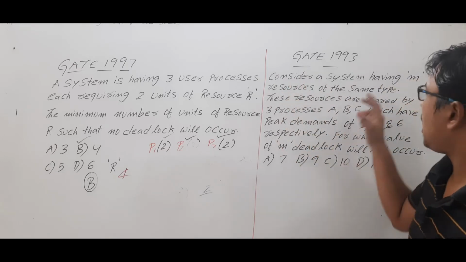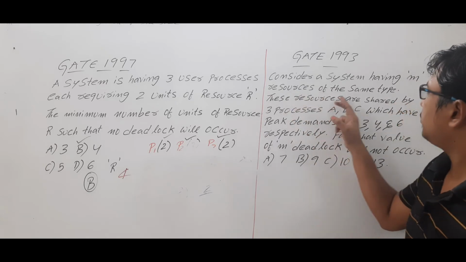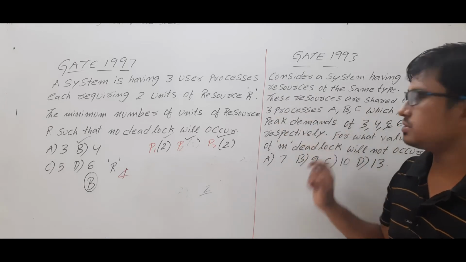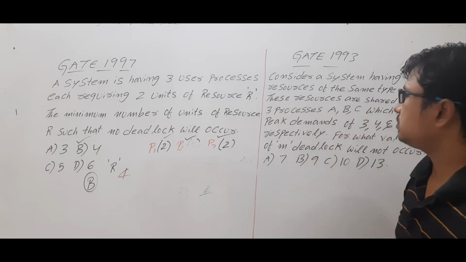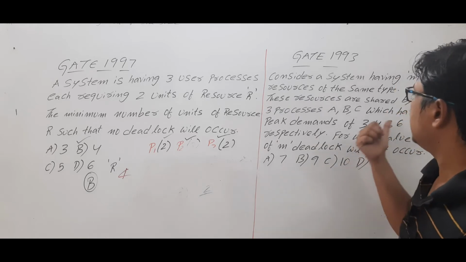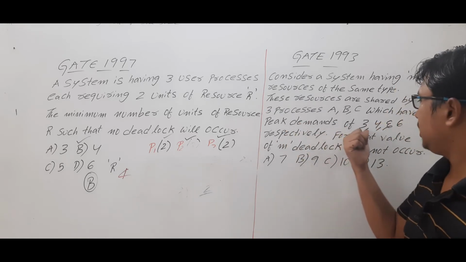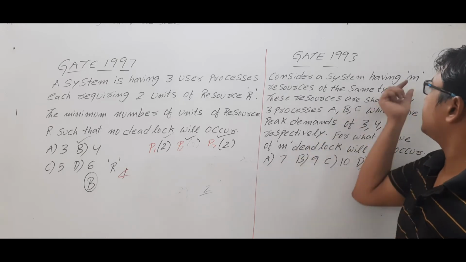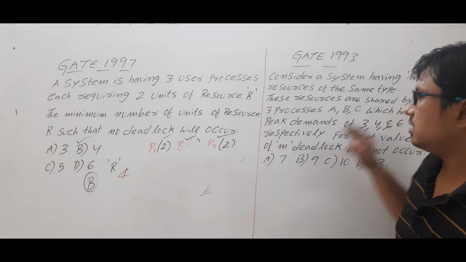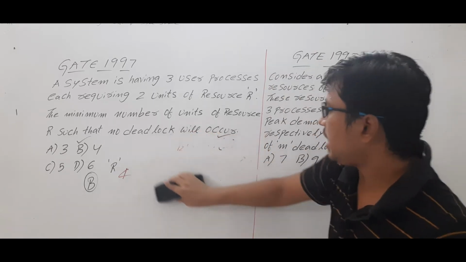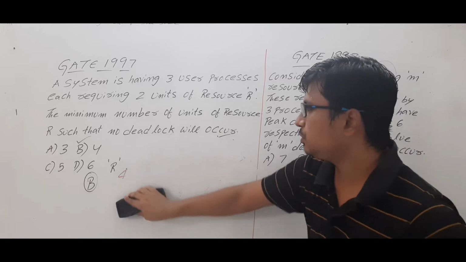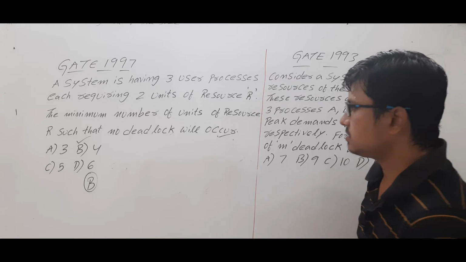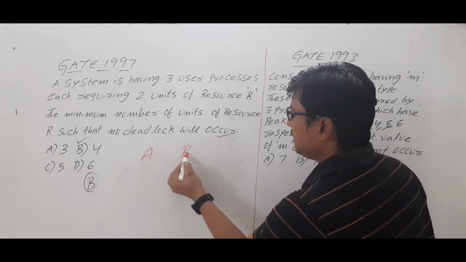Consider a system having m resources of the same type. These resources are shared by 3 processes A, B, C, which have peak demands of 3 units, 4 units, 6 units respectively. For what value of m will deadlock not occur? Is it clear? In the earlier case, we had 3 user processes P1, P2, P3. But in this question, we have 3 processes A, B and C.